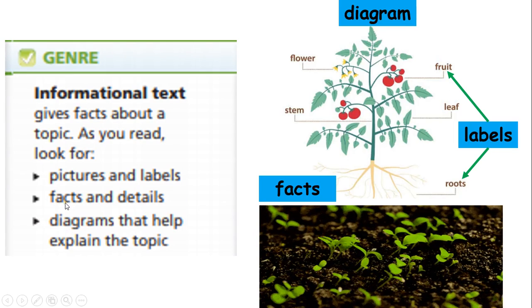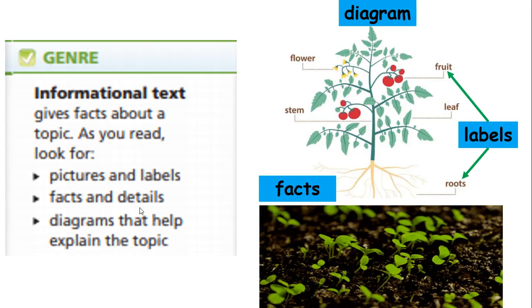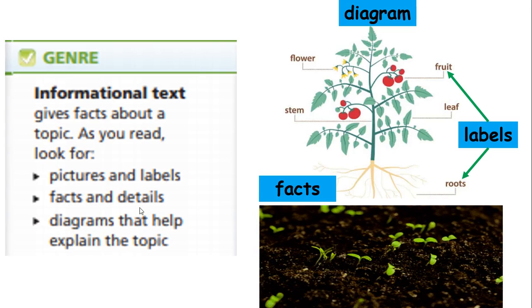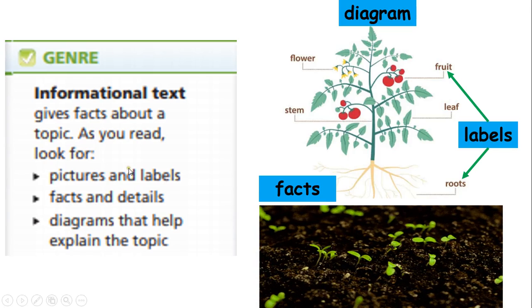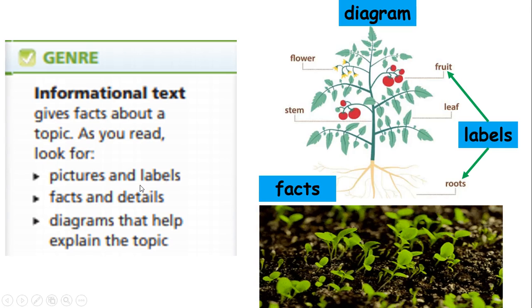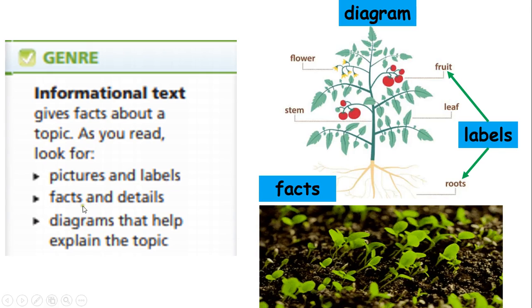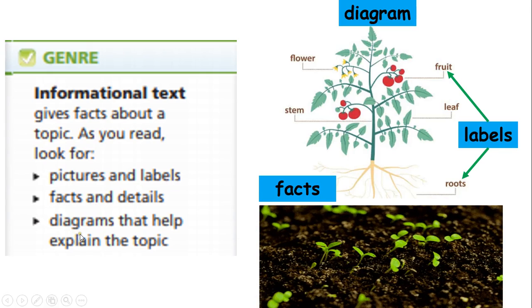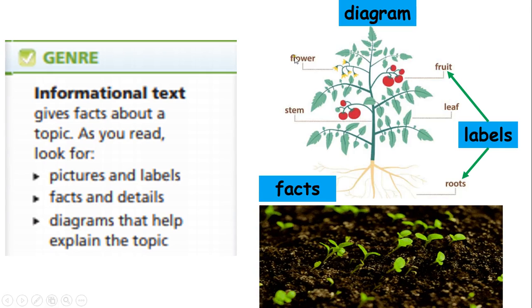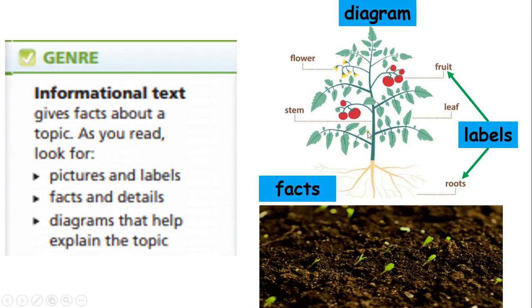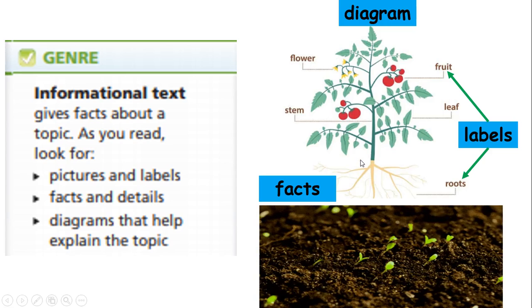Also, it is full of facts, so everything you will read is real. It is real and found in real life. It is science, pure science. There is nothing in here that is imaginary or fictional. So we will find pictures and labels, facts and details, and diagrams that help explain the topic. Diagrams like this, with labels and pictures, will help us understand the text and the paragraphs that we'll be reading.